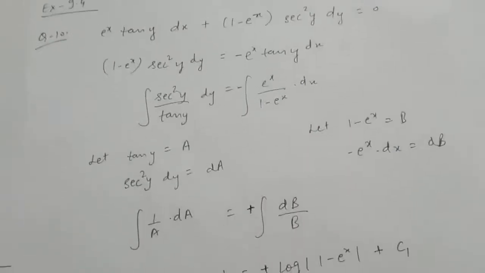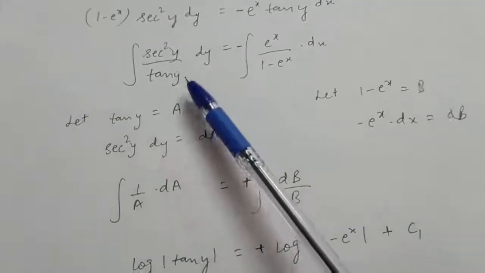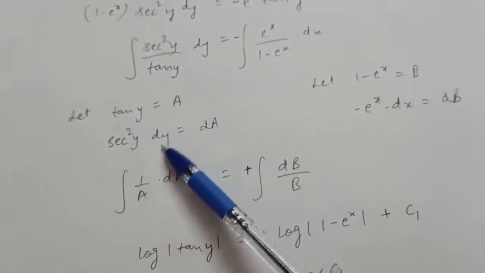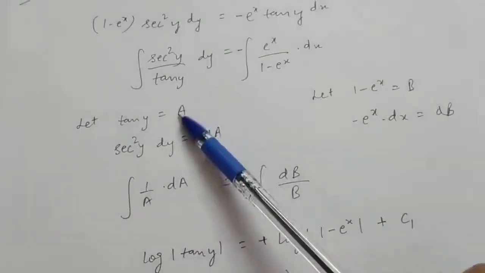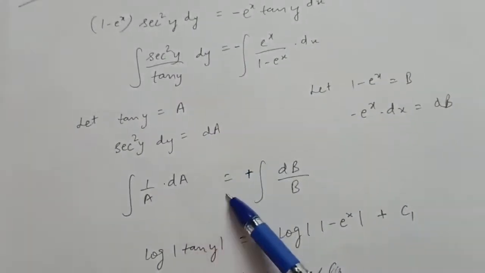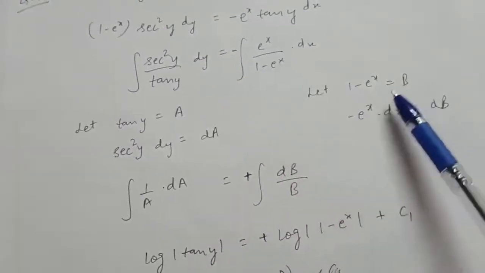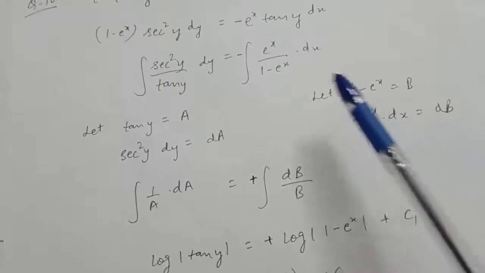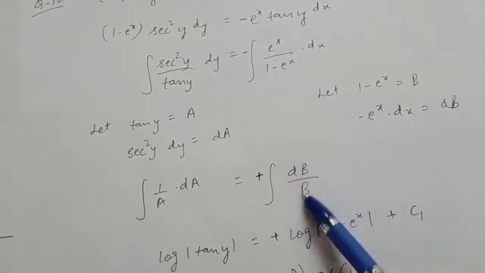Now to solve the integrals, use the method of substitution. For this integral, let tan y be equal to a. After differentiating, you will get secant square y into dy equal to da. Now this integral will become, in place of tan y, write down a, in place of secant square y into dy, write down da. Now for this integral, let this denominator be equal to b. So you will get minus e raised to the power x into dx equal to db, right? So this minus e raised to the power x into dx is db and this will be b.